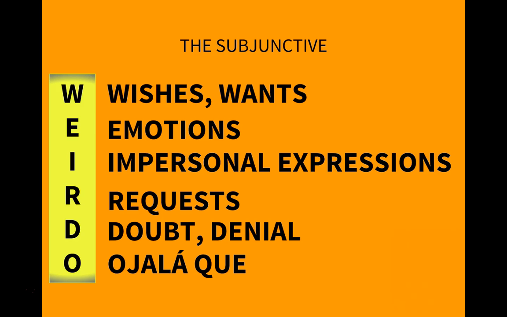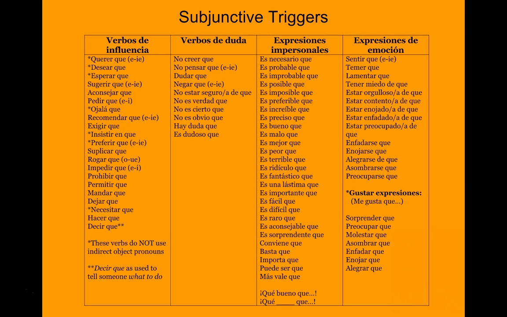And another way to look at this is by memorizing all of the subjunctive triggers. This is not the entire list of subjunctive triggers in the Spanish language, but it is a lot of them. The first column are all verbs of influence, where one person is trying to influence the second. In this column, you have to have two different subjects in order to have the subjunctive.